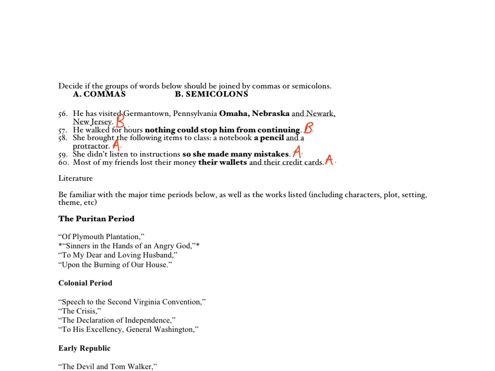Most of my friends lost their money, their wallets, and their credit cards. Again, typical list. I'm going to use commas. Their money, comma, their wallets, comma, and their credit cards. So that is the grammar section of this.